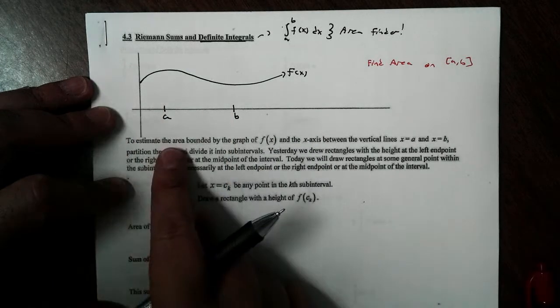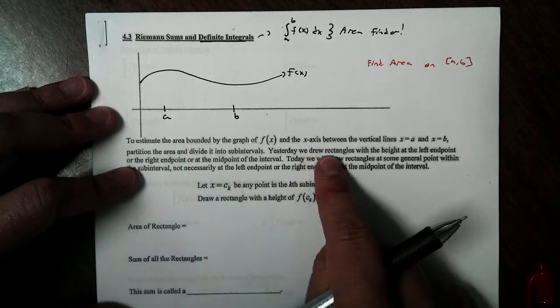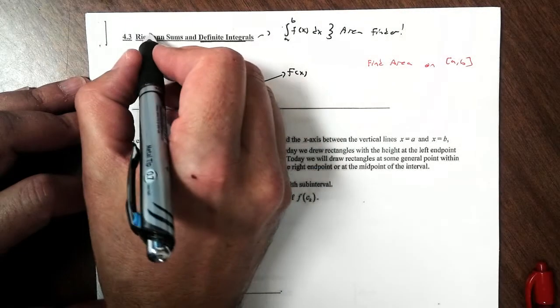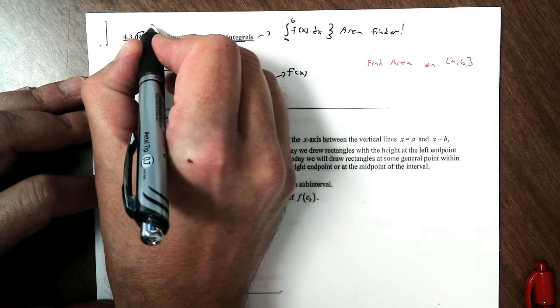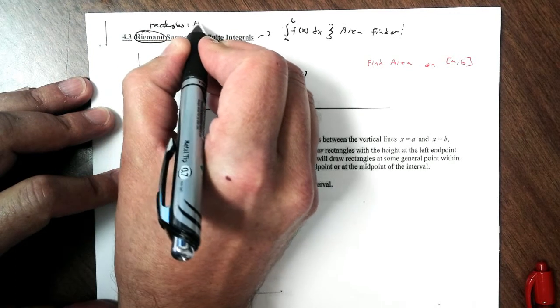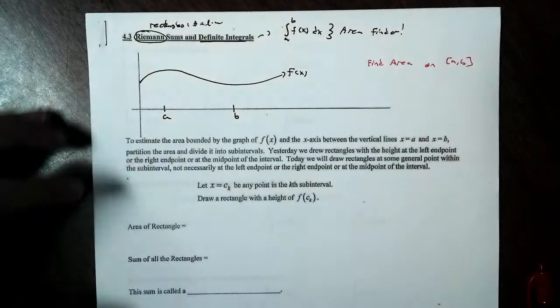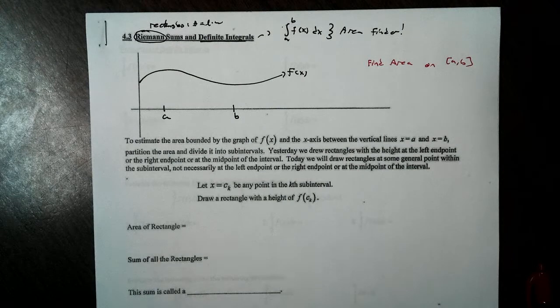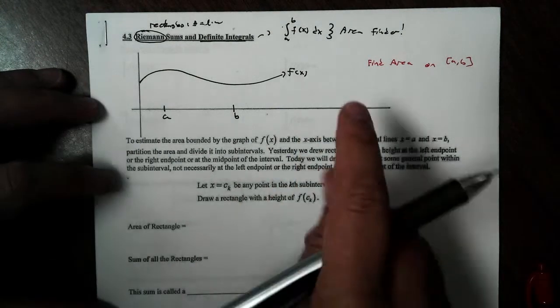And from yesterday, you might recall that we drew rectangles, because anytime you see Riemann, you need to think rectangles. Because rectangles are easy. The area is just length times width. We love rectangles. We like Riemann.